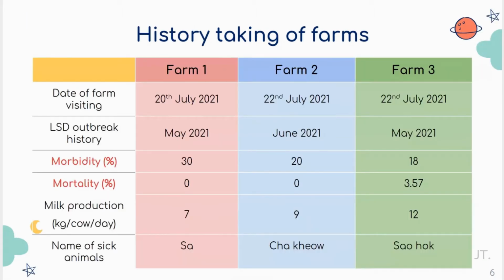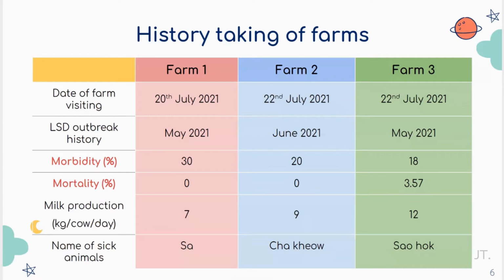About the history of the farm, we visited the first farm on 20 July and the second and third farm on 22 July. Lumpy skin disease outbreak occurred in the first and third farm in May, while the outbreak in the second farm was in July. The morbidity of each farm is 30, 20, and 18% respectively. The mortality is low in the third farm, that is 3.57%, while the first and second farm are 0%.